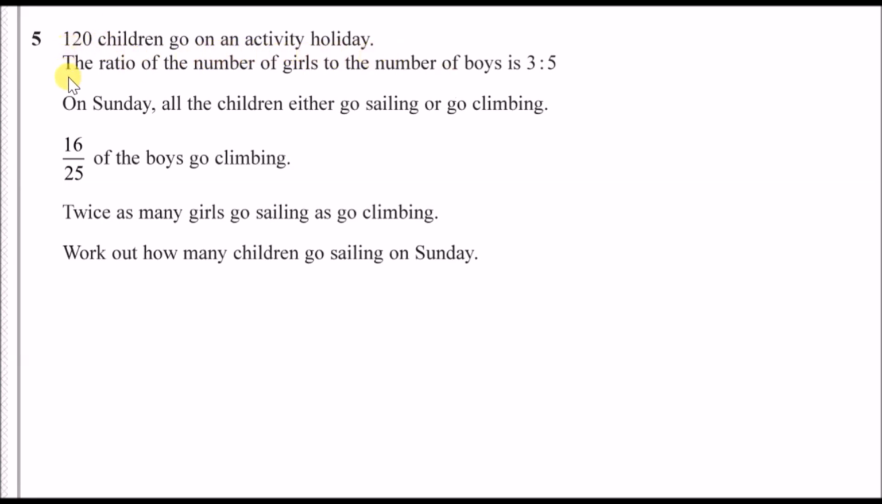The ratio of the number of girls to the number of boys is 3 to 5. So straight away we need to realize that the total number of parts here is 8, because 3 plus 5 is 8. Now on Sunday, all of the children either go sailing or go climbing. It says here that 16 over 25 of the boys go climbing. So this means that the remainder, 9 out of 25 of the boys, so remember this is boys not girls here, go sailing.